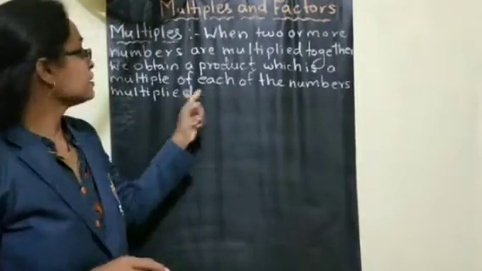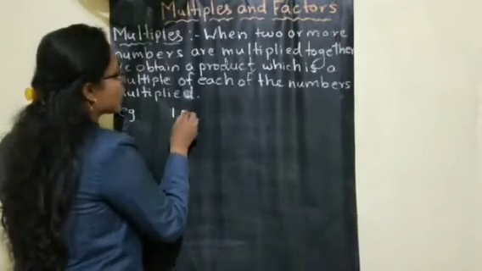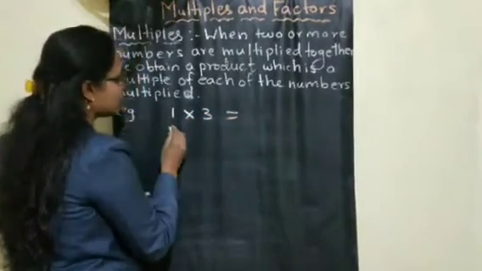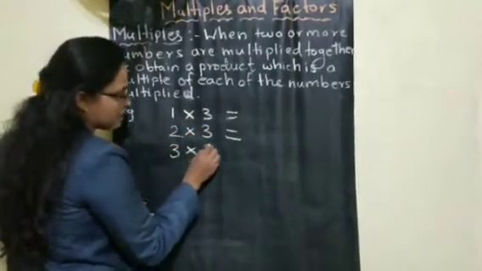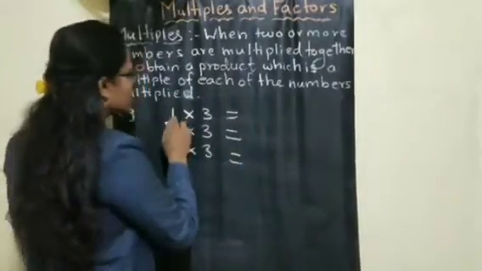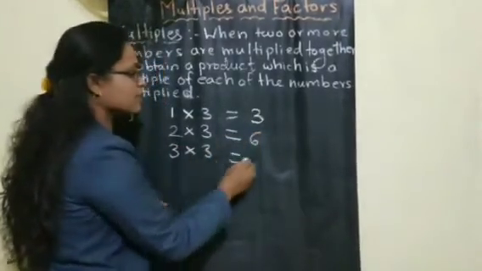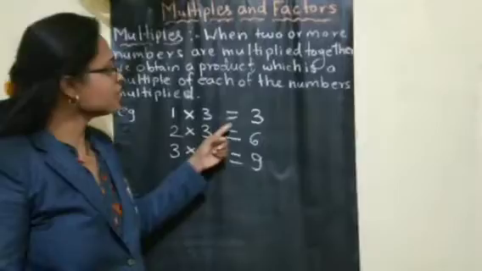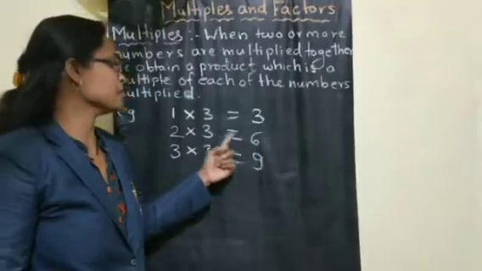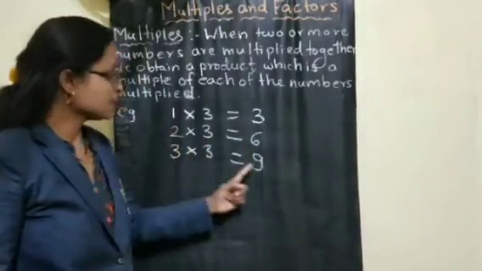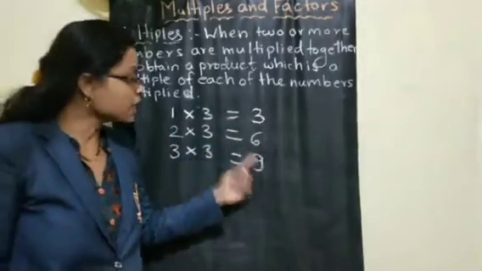Each number is multiplied. For example, if you write 1 multiplied by 3 is equal to, or 2 multiplied by 3, or 3 multiplied by 3, and so on. So 3 ones are 3, 2 threes are 6, 3 threes are 9. So after the product, 3 is a multiple of 3 and 1. 6 is a multiple of 3 and 2. 9 is a multiple of 3 and 3. So these are the multiples of those numbers.